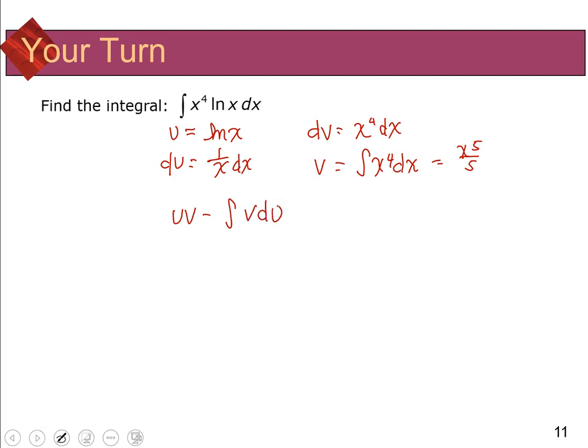So u times v would be x to the fifth over 5 times the natural log of x, minus the integral of 1 over x times x to the fifth over 5, which basically gives me 1/5 x to the fourth dx, and I would move the 1/5 to the outside.